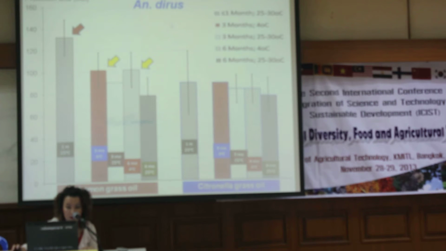In addition, at the yellow arrow here, the repellency activity of lemongrass is decreased when stored at 4 degrees Celsius for 3 months and 6 months, providing equal protection time of 1.5 hours. Correspondingly, citronella grass oil stored at 4 degrees Celsius or at ambient temperature of 25 to 30 degrees Celsius for 3 and 6 months gave a protection time of 1.5 hours, the same as the fresh sample here, 1 month, which were no significant difference from the fresh product.